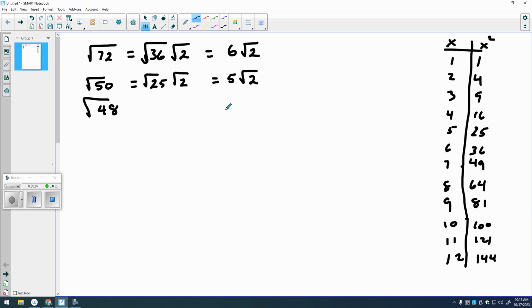Square root of 48. Which one of these goes into 48? I'd start up here and just work your way down. Which ones of these goes into 48?